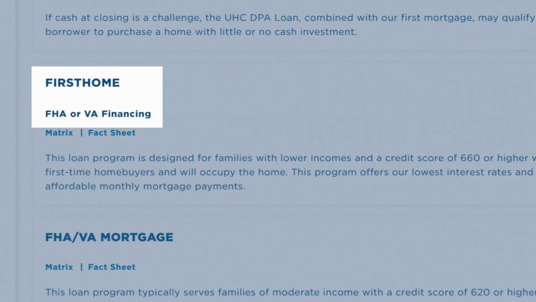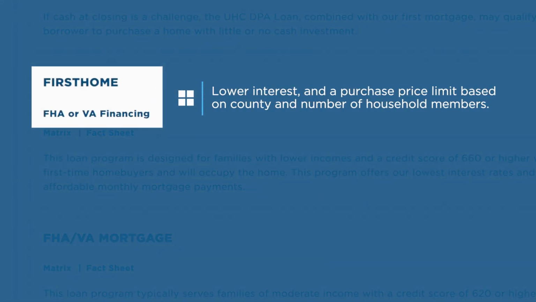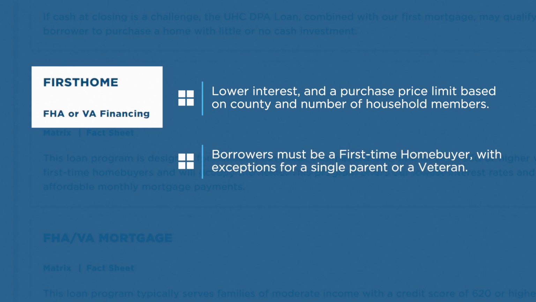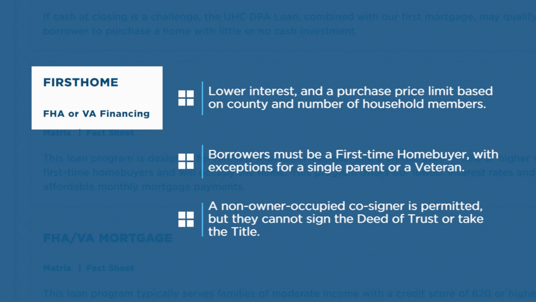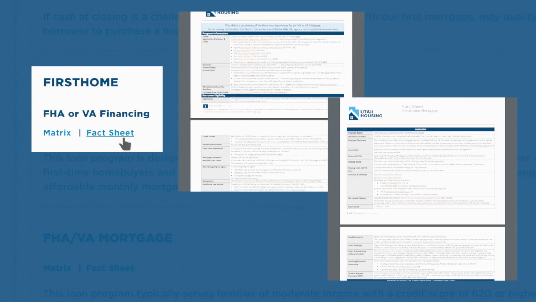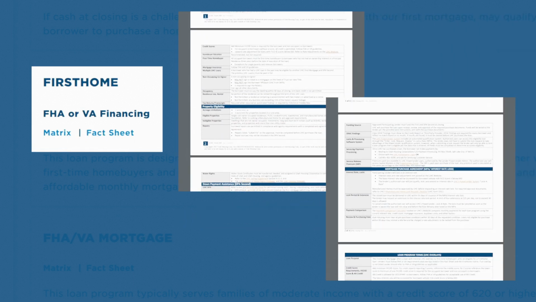These loans typically have a lower interest rate and a purchase price limit based on county and number of household members. Borrowers must be a first-time home buyer, with exceptions for a single parent or a veteran. A non-owner occupied co-signer is permitted, but they cannot sign the deed of trust or take the title. You can click on Matrix or Fact Sheet to get more detailed information on this loan program.